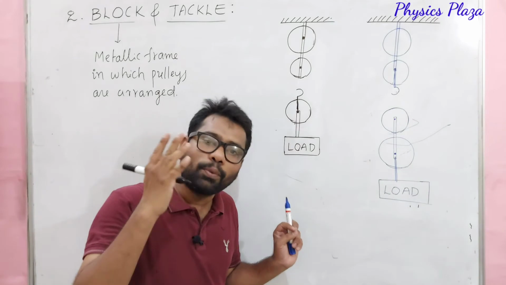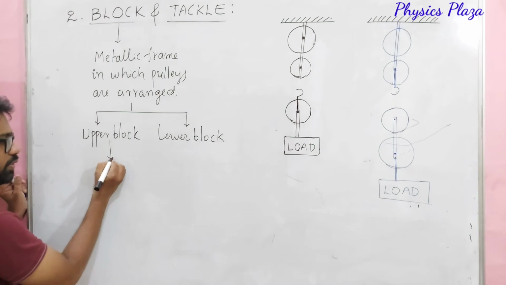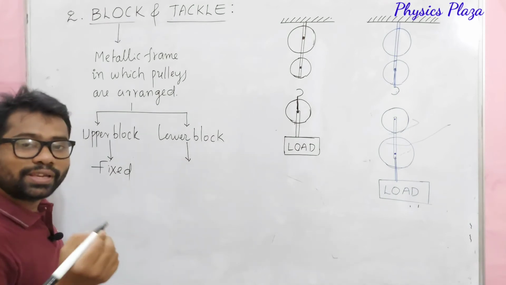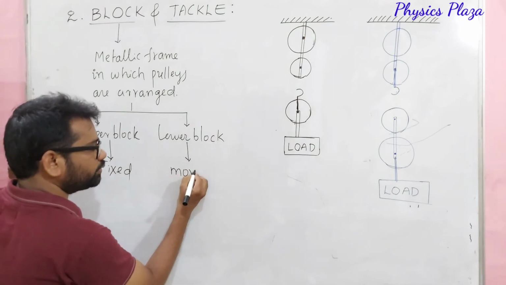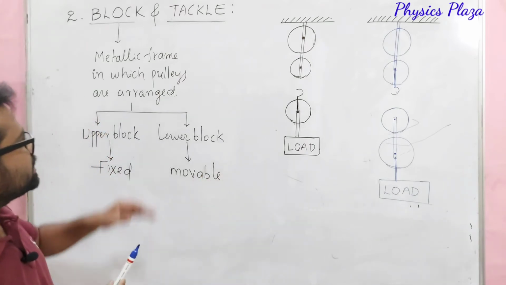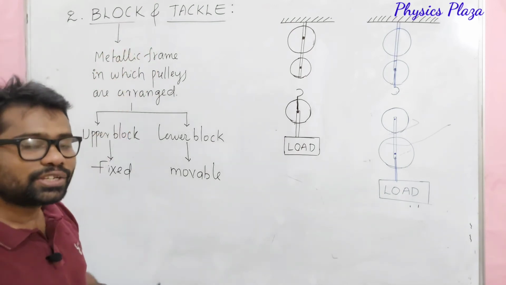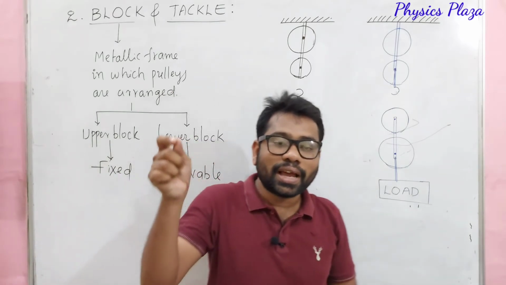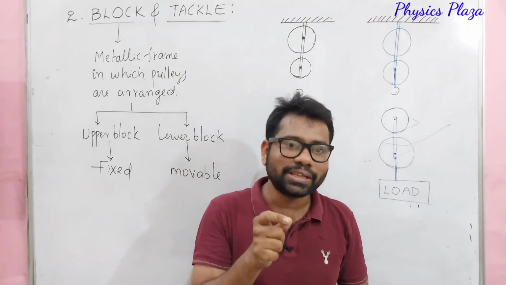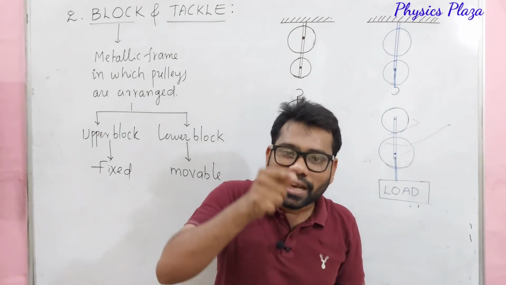So here we will have 2 blocks, children: an upper block and a lower block. Here the upper block is fixed, whereas the lower block is movable. So this is all about what a block is. A block is simply a metallic frame in which pulleys are arranged. Then what about tackle? A tackle is a string which connects the pulleys in different blocks. I repeat once: a tackle is a string which connects the number of pulleys in different blocks.